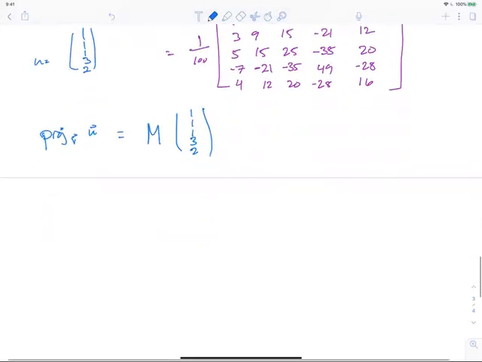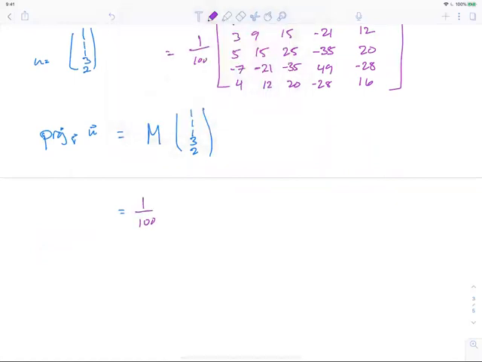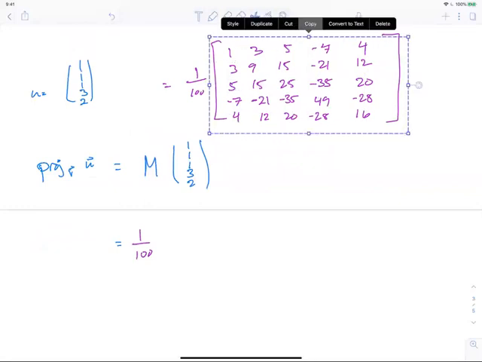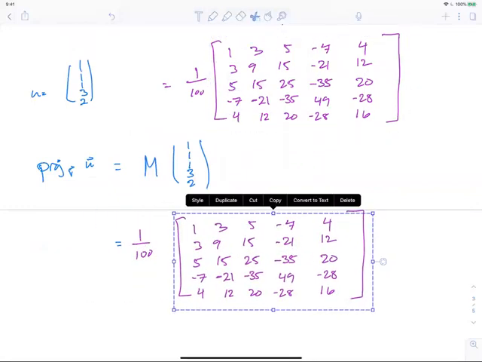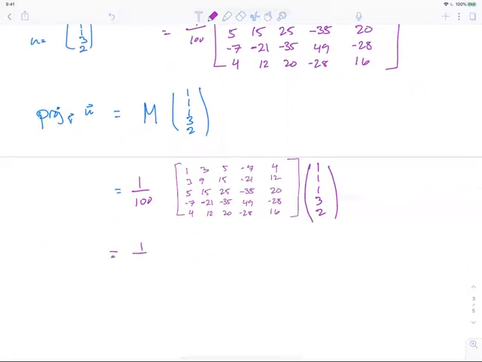So let's just do it. So it's going to be equal to m is 1/100th of this matrix times 1, 1, 1, 3, 2. All right, so now what do we get on the top? Let's see.